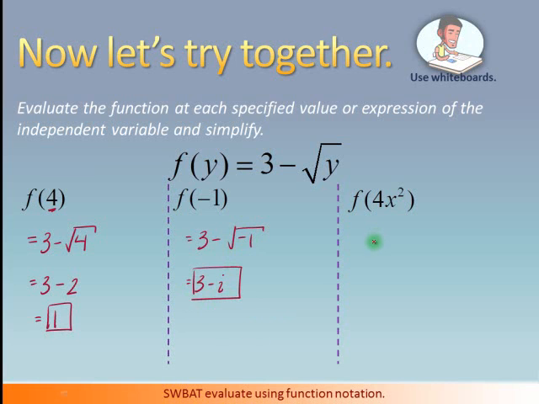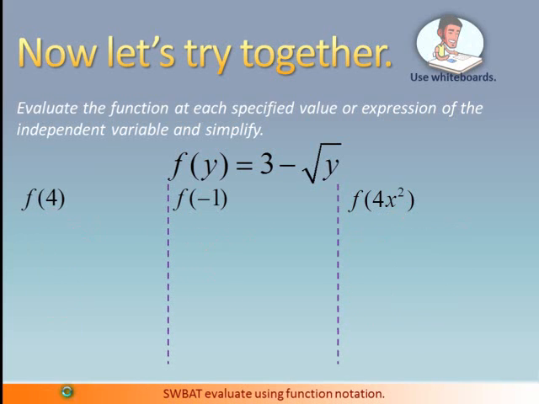Let's look at this third one. Again, we want to replace the y with 4x squared. So I'm going to have 3 take away the square root of 4x squared. Just like in the first one, the square root of 4 is 2, and the square root of x squared is x. So this would be 3 take away 2x. They're not like terms, so you leave those alone, and there's your answer.